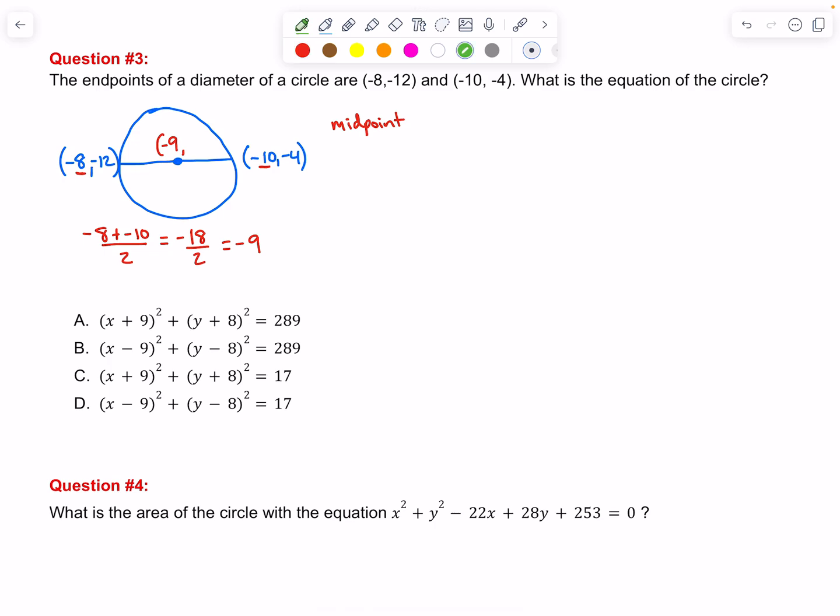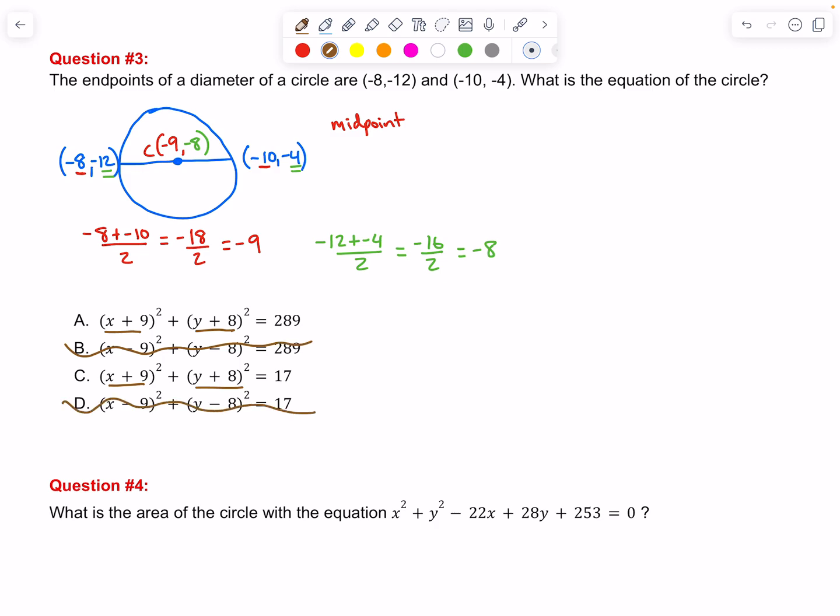Let's do the same thing for the y values. So -12 plus -4 divided by 2. We just got to average them up. So -12 plus -4 is -16, divided by 2 gives us -8. So we've got our center point is (-9, -8). So we know it needs to be x plus 9, y plus 8. So B and D are now not an option.